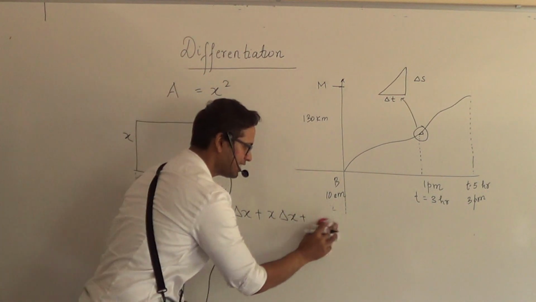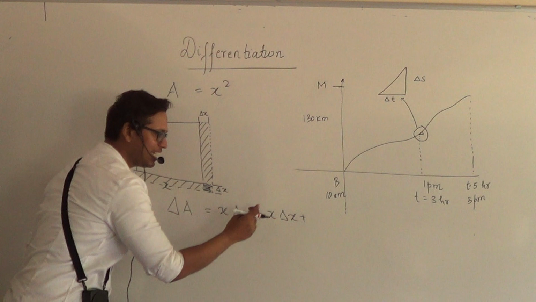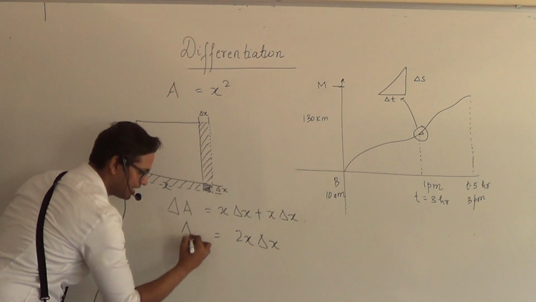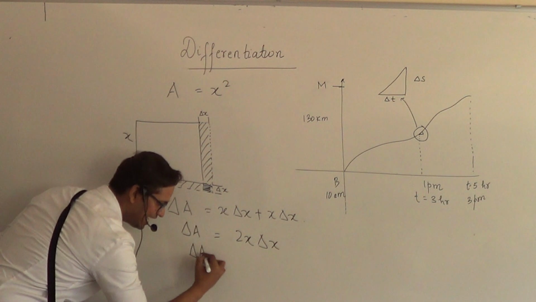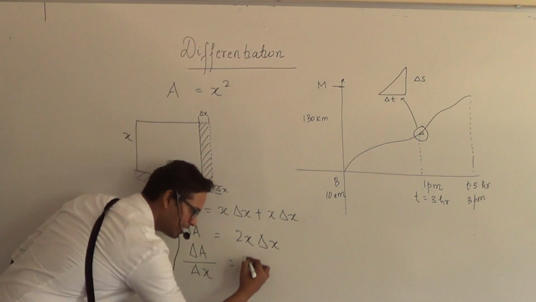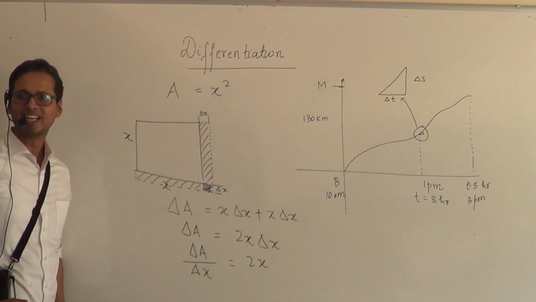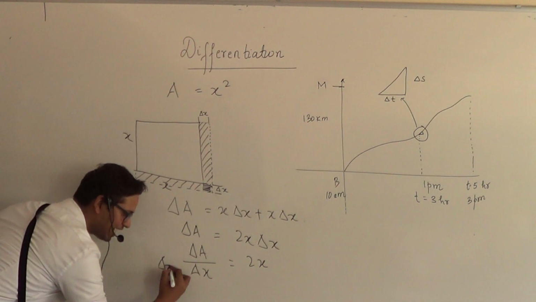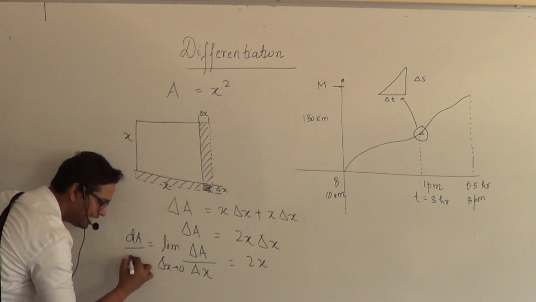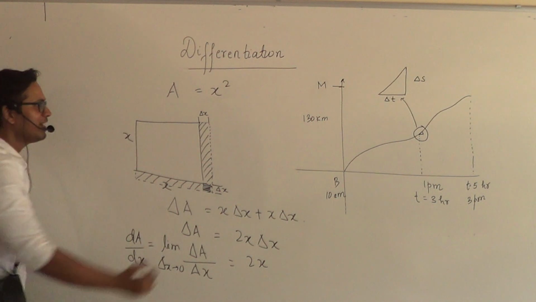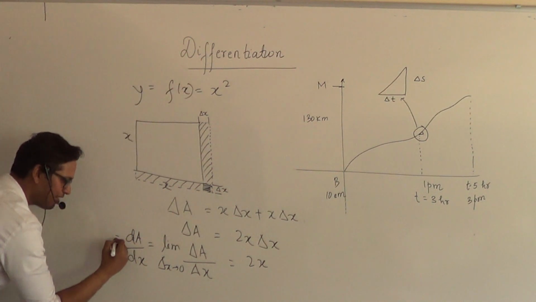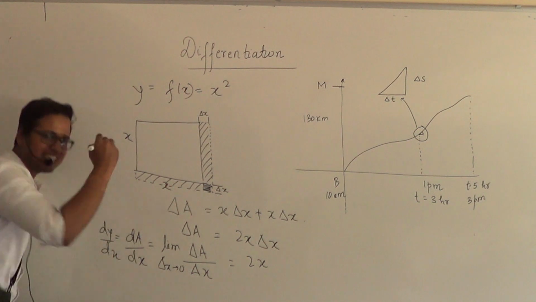Right? So can I erase this? So what is x delta x plus x delta x? 2x delta x. So can I say delta A by delta x is nothing but 2x? And if I make this delta x tending to 0 and apply this limit, can I say it is nothing but dA by dx? And if I call my A as f or y, can I say I have just now found dy by dx?